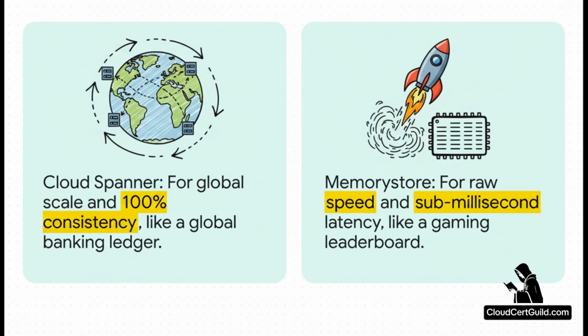Then, on the complete other end of the spectrum, you have Memory Store. Its whole reason for existing is one thing: speed. Raw, blistering speed. It's an in-memory database, meaning the data isn't on a slow disk. It lives in the computer's lightning-fast RAM. This gets you response times measured in sub-milliseconds, which is perfect for a real-time gaming leaderboard where every moment counts.